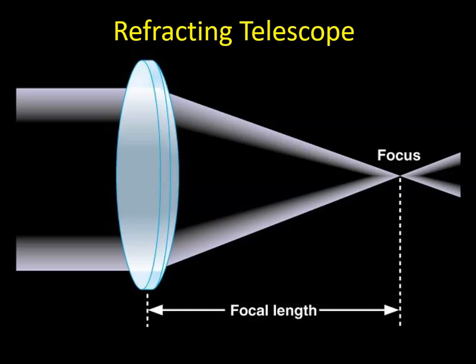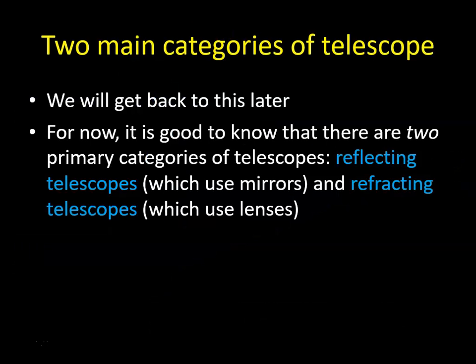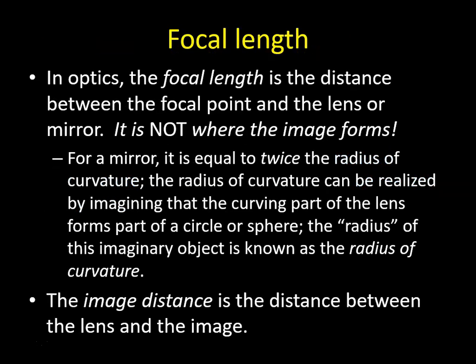Refracting telescopes work by using lenses to focus the light. And the distance between where the lens is and where the light crosses is called the focal length. Now keep in mind that's not where the image forms, and that's something that we're going to come back to later. But there are also reflecting telescopes that do something similar, except they use mirrors to bounce the light back. There are certain advantages to refracting telescopes and certain advantages to reflecting telescopes. But refracting telescopes use lenses, reflecting telescopes use mirrors.